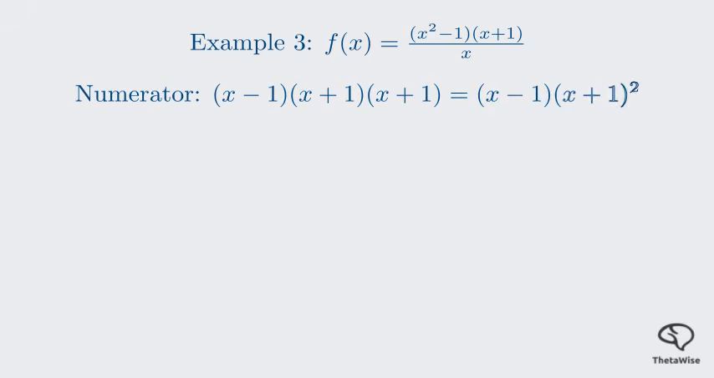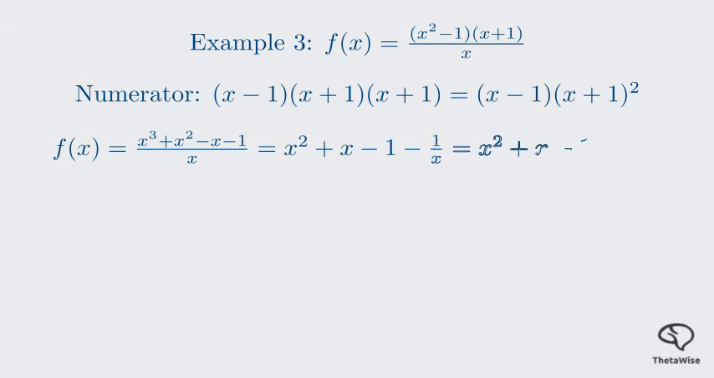Let's try simplifying differently. Let's expand the original numerator first. X squared minus 1 times x plus 1 is x cubed plus x squared minus x minus 1. Now we divide that entire polynomial by x. This gives us x squared plus x minus 1 over x, which we can write as x squared plus x minus 1 minus x to the negative 1.